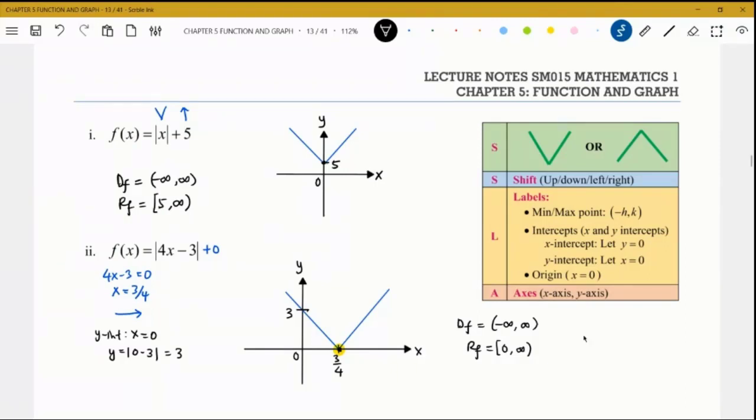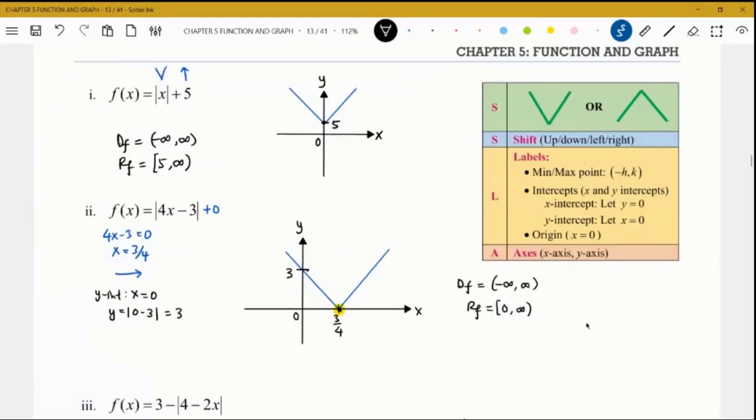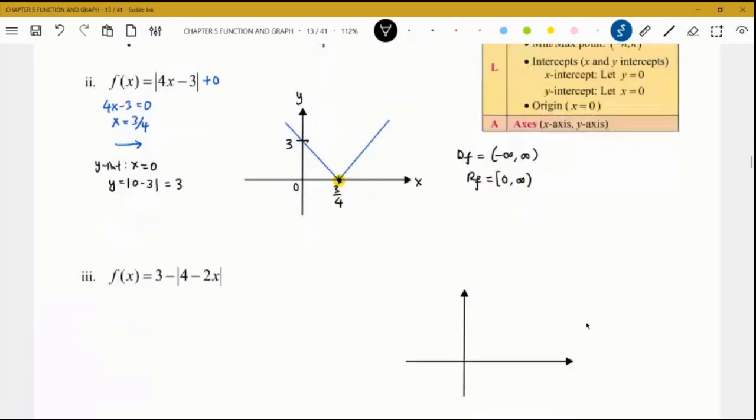Now we can proceed to the next one, which is we have changes outside the modulus as well. So kita ada 3 minus 4 modulus 4 minus 2x. Okay, negative sign untuk x dalam modulus doesn't matter. Dia tak ada effect apa pun, sebab kita tahu apa-apa yang dalam modulus positif ke negatif dia tetap akan jadi positif. Okay. So yang ini kita ubah dulu pattern bagi modulus di depan. So it's going to be negative modulus 4 minus 2x plus 3.